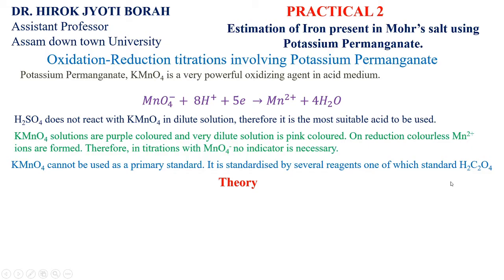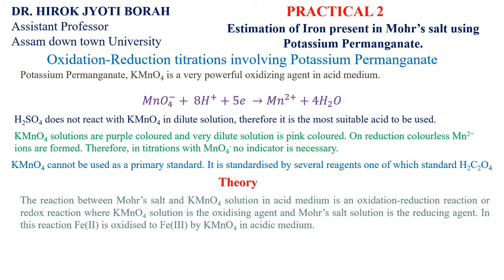Now I am going to explain the theory of this experiment. When potassium permanganate and Mohor salt react, this is an oxidation reduction reaction or redox reaction in which potassium permanganate solution is reduced and Mohor salt solution is oxidized. So in this reaction, iron 2 is oxidized to iron 3 by potassium permanganate in acid medium. So this is the reaction between potassium permanganate and iron, this oxidation reduction reaction.